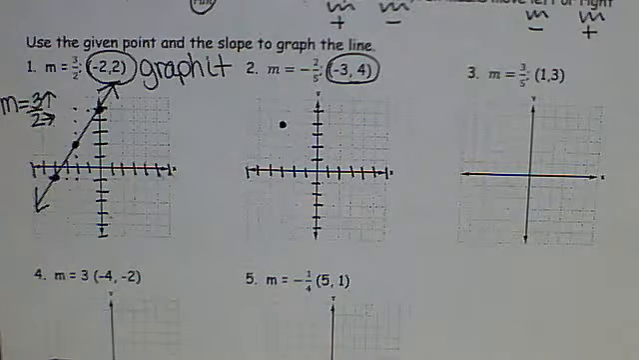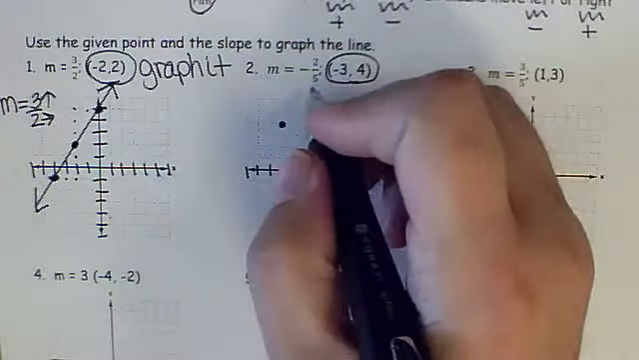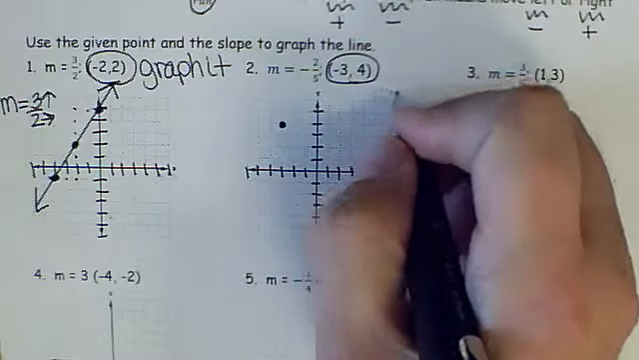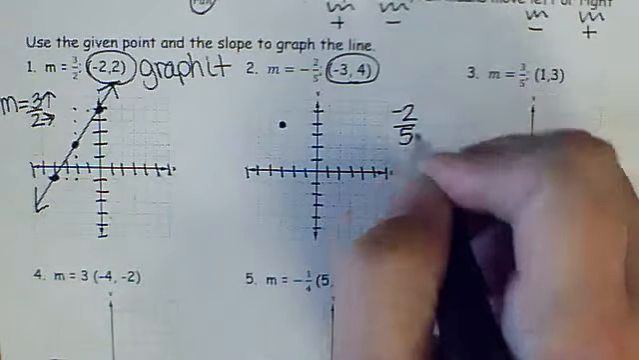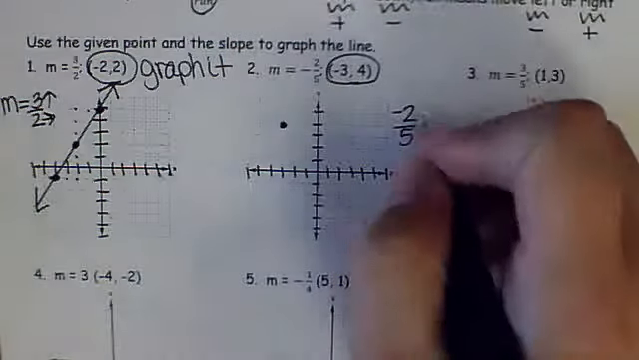Remember we talked on Friday that the negative sign could be out front like it is there, or it could be on top, or it could be on the bottom, and it all means the same thing. So I'm going to rewrite that -2/5 with the -2 on top, 5 on the bottom. What does it mean to have a -2 on the top?